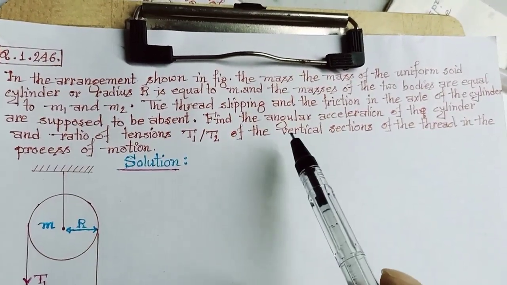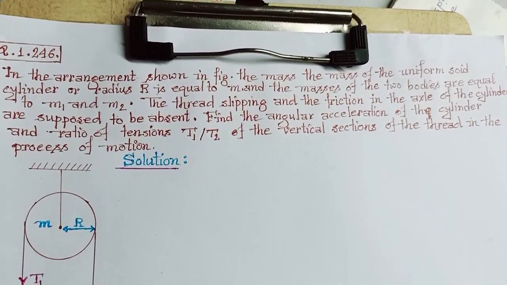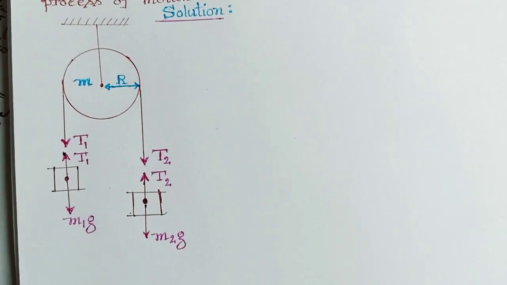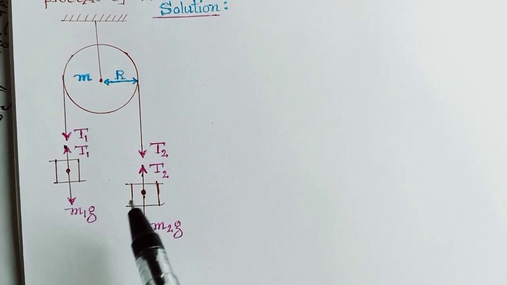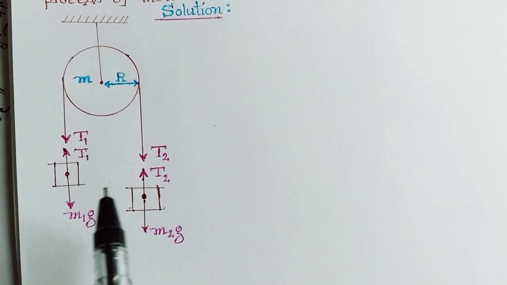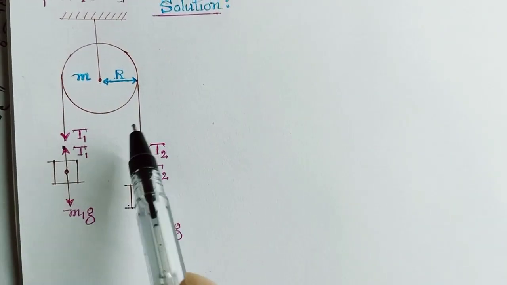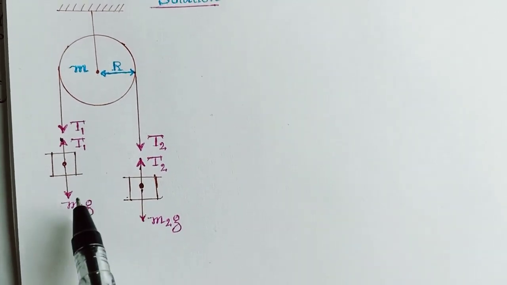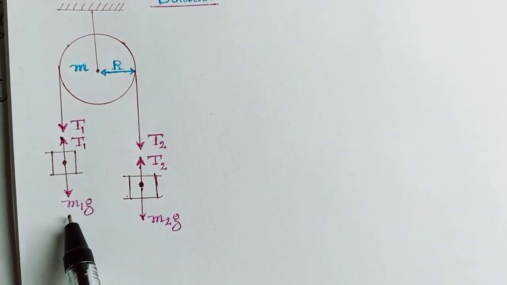Find the angular acceleration of the cylinder and the ratio of the tensions T1 divided by T2 of the vertical sections of the thread in the process of motion. So this is the diagram of the following question. From this diagram, first of all we will show the direction of all the forces. There is a cylinder of mass m and radius r, and there is a string on which tensions are applied, and from the two sides of the thread or string, two masses m1 and m2 are hanging.